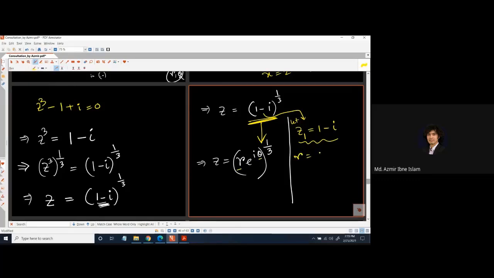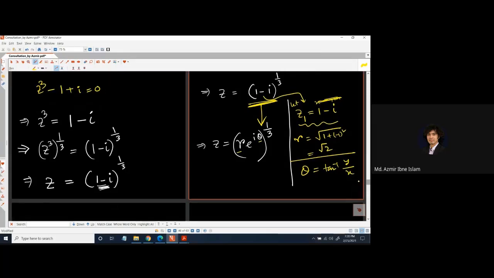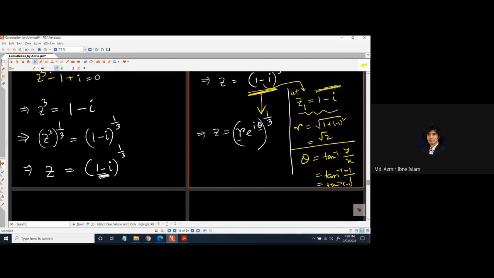So r equal to root of 1 plus negative 1 squared, because here x is 1 and y is negative 1. So it will be root over 2. What about theta? Theta equal to tan inverse y over x. So tan inverse, what is the value of y? y is negative 1 and x is positive 1. So that means we have tan inverse of negative 1. That means we have negative 45 degree. So let me write here negative 45 degree.